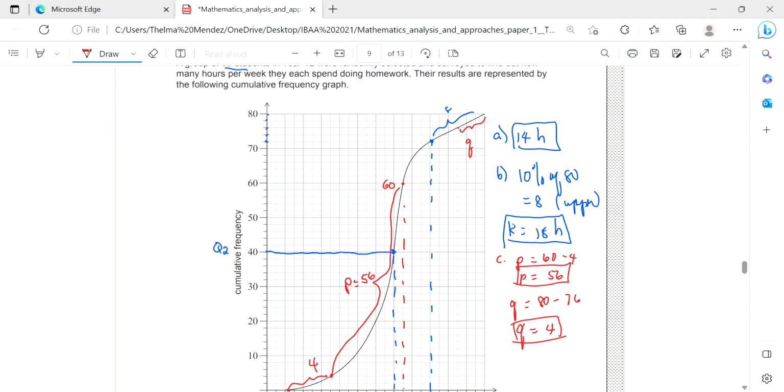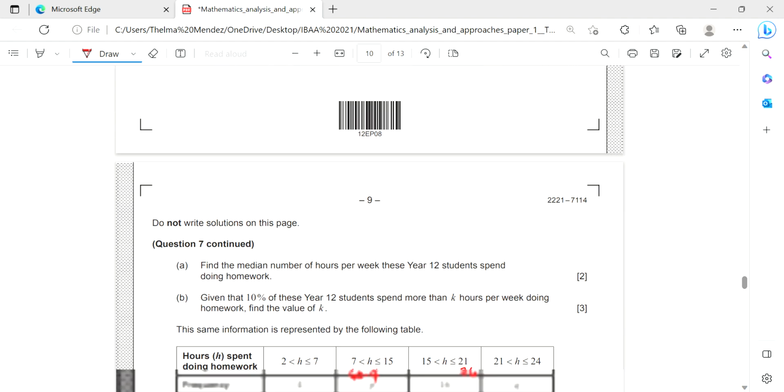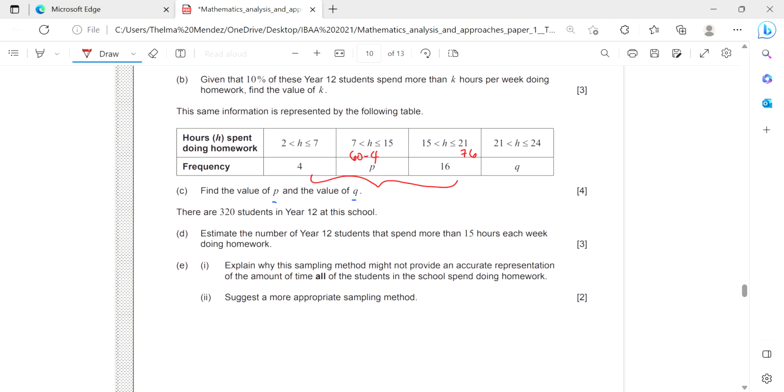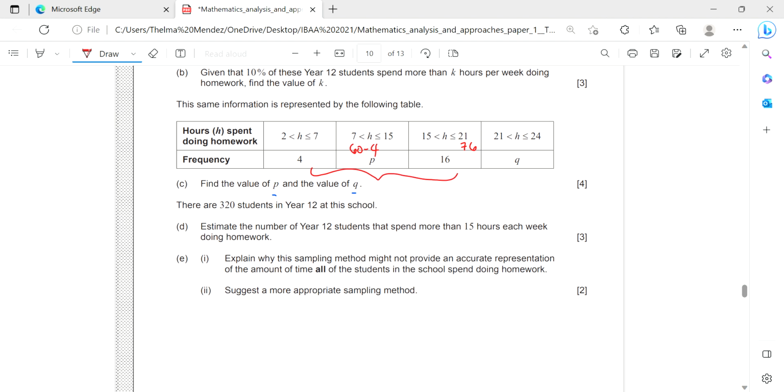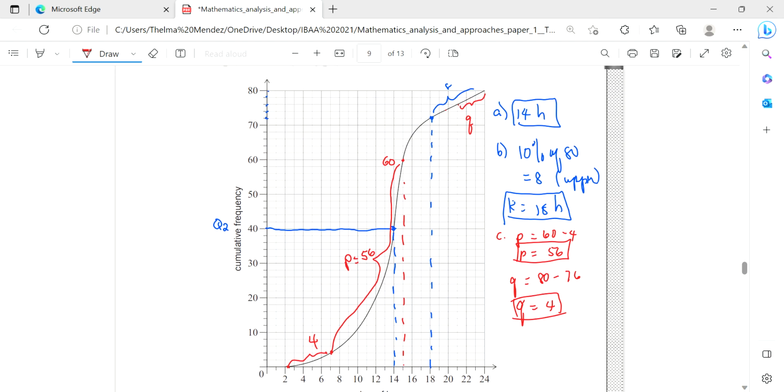One, two, three. Now let's continue. There are 320 students in year 12 at this school. So this is the total population of year 12 students. Estimate the number of year 12 students that spend more than 15 hours each week doing homework.